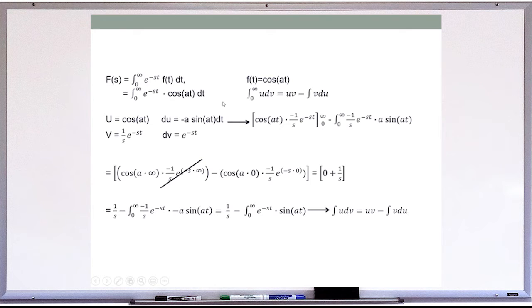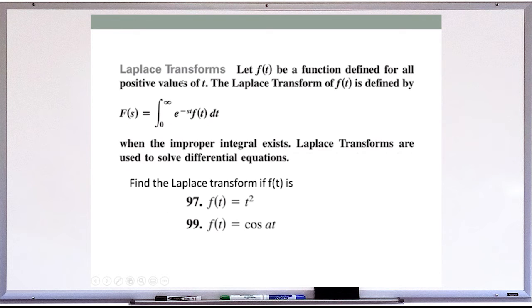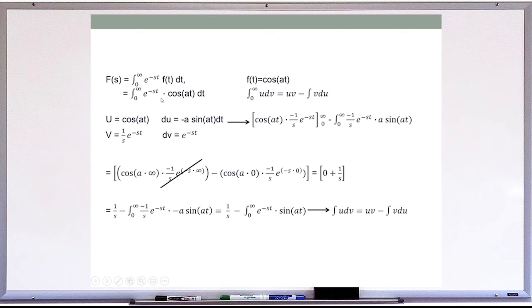The first step of this problem is to plug in f of t is equal to cosine at t. Plug that into the integral we were given in the beginning, f of s. So from here, we get this equation. And now we just apply the formula of integration by parts.